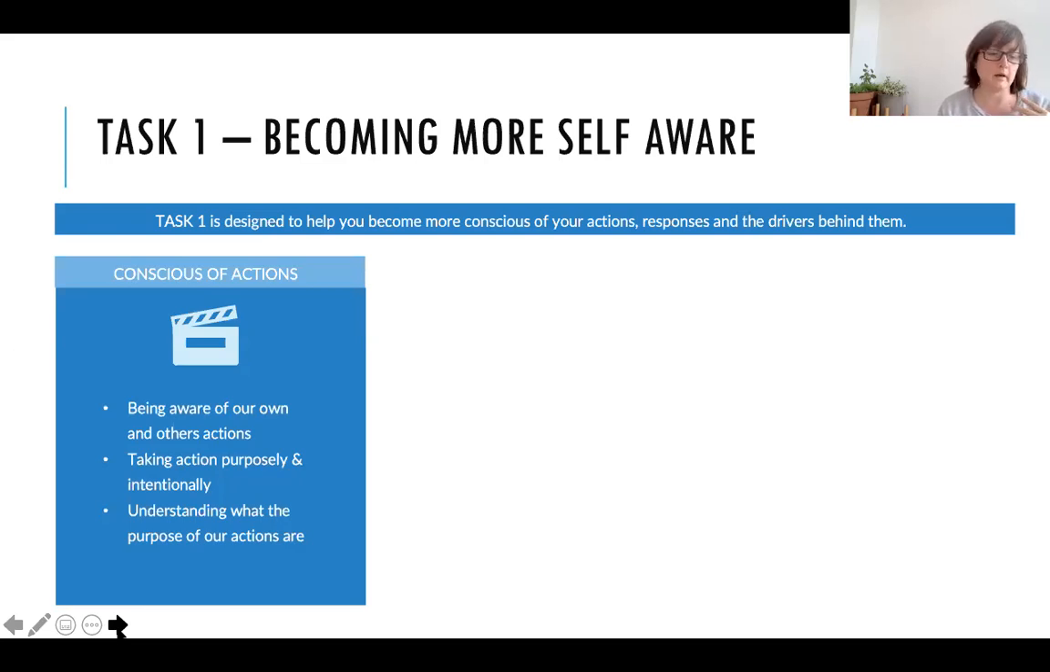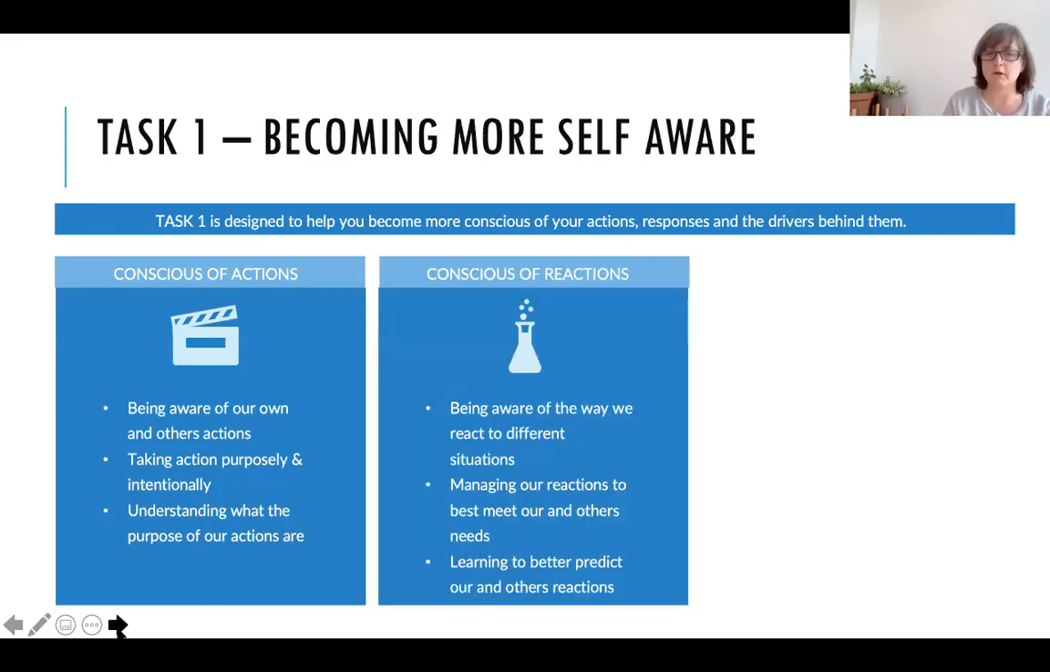Particularly when we're relating to colleagues or people, or when we're thinking about how to plan our own work and things like that. Second area is being conscious of reaction. So being aware of the way that we react to different situations. That in turn helps us to learn to manage our reactions to best meet both our own needs and the needs of other people around us, whether that's our team or our peers or our colleagues or our customers. And learning also to predict our and other people's reactions better, because that in turn allows us to make better decisions about what we do.